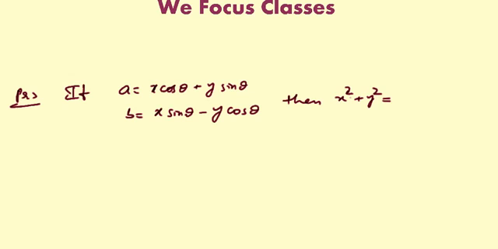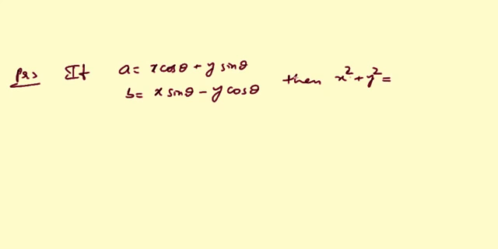Friends, we'll discuss these kinds of problems, and the problems are given like this. If a is equal to x cos theta plus y sin theta, and b is equal to x sin theta minus y cos theta, then x square plus y square is equal to what?